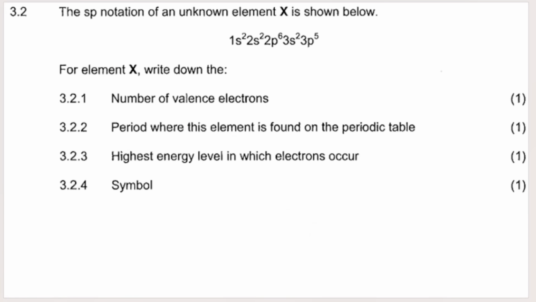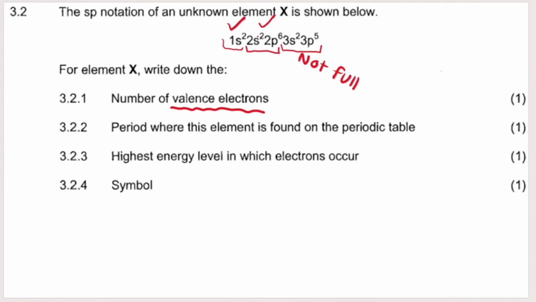3.2 gives SP notation of an unknown element, and for the element they want the number of valence electrons. So valence electrons are the electrons in the outer energy level. If we look at the SP notation, we can actually find this pretty quickly. Energy level 1 is full. Energy level 2 is full. Energy level 3, however, is not full. Now, first of all, how do I know that energy level 1 is full? Energy level 1 only has an s orbital. It can only hold 2 electrons.